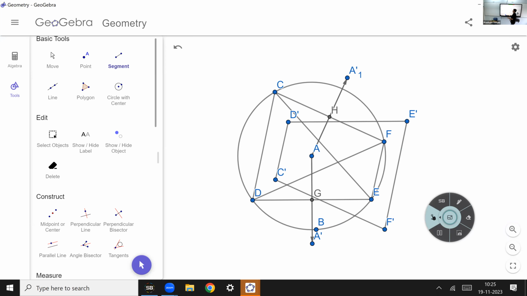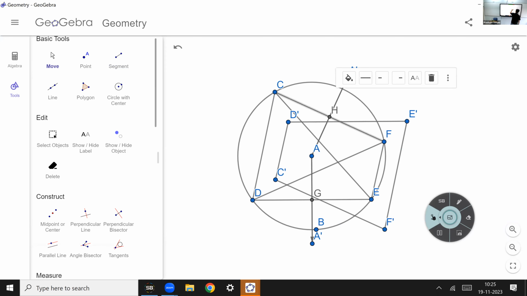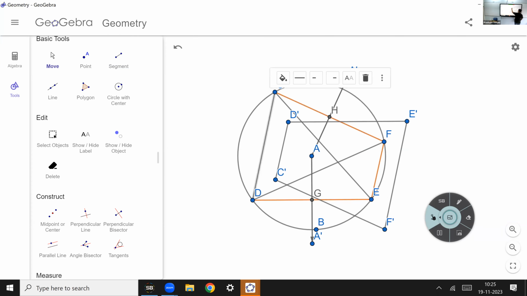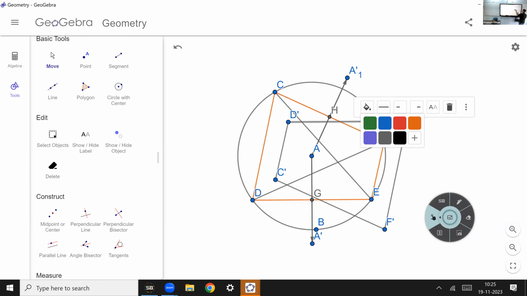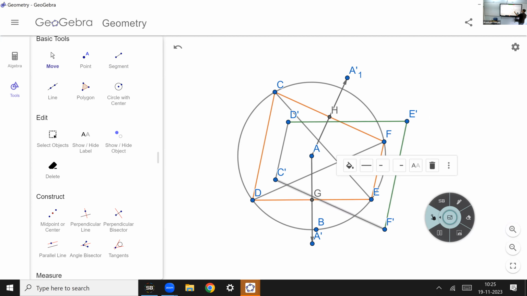So look at the original quadrilateral, which is this, right? Let me color the original quadrilateral with one color, and let me color the new quadrilateral. So I'm joining the orthocenters to create a new quadrilateral.